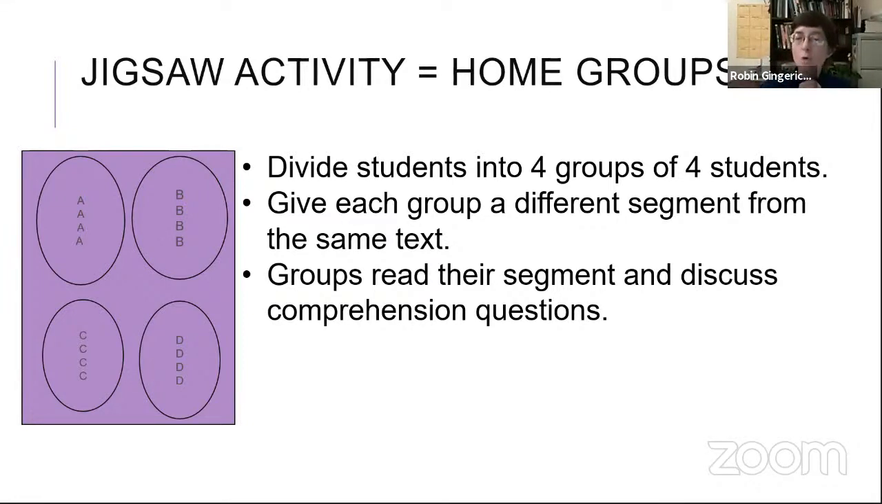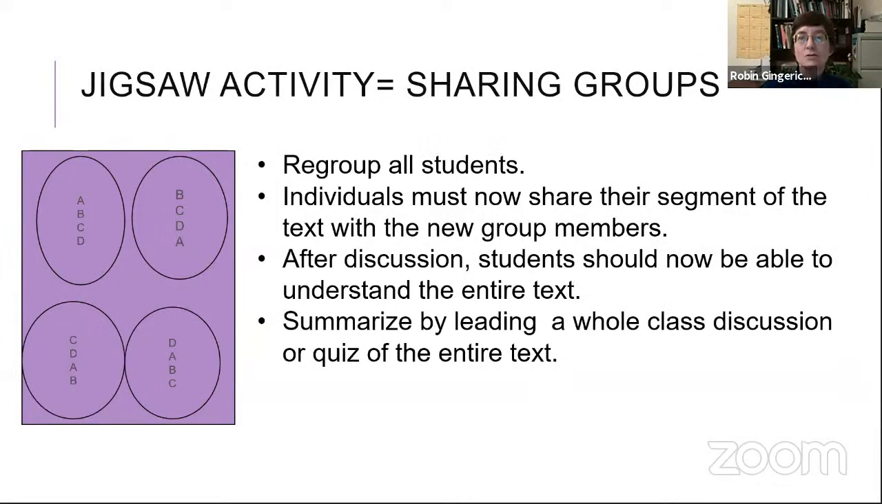So those are called home groups. And so everyone in the group reads the same section. Those are called home groups. So in the next slide, you will see what we call the jigsaw groups. So now you rearrange the pupils. You regroup the students. So now you have a group of students that have read section A, B, C, and D. And you have the next group of students that's read A, B, C, and D.